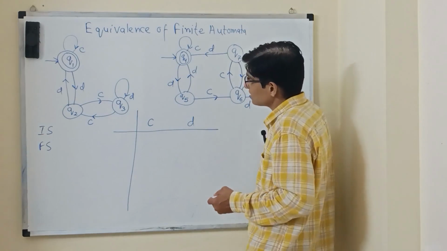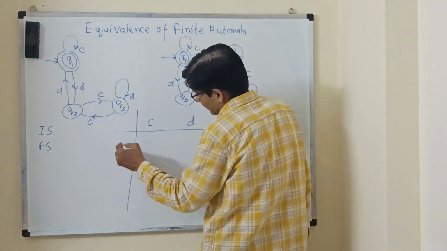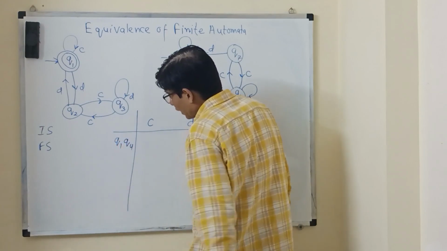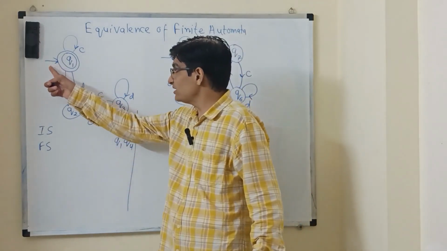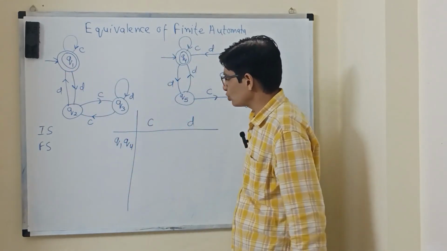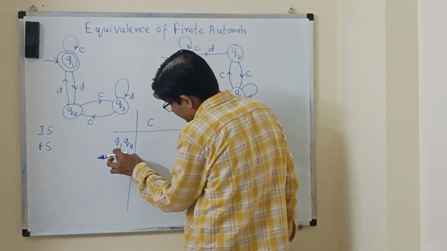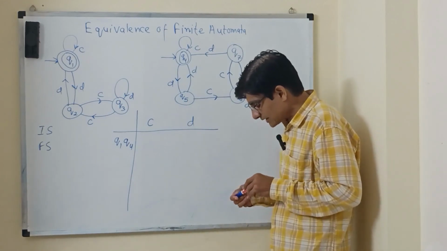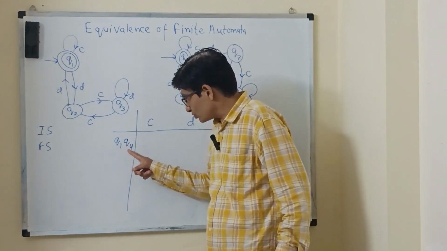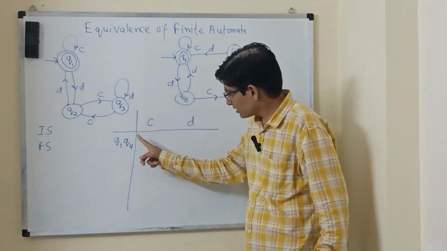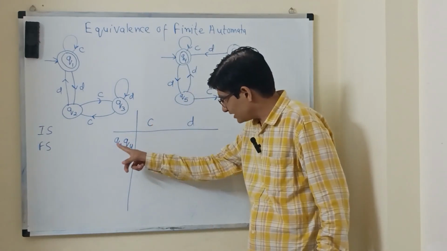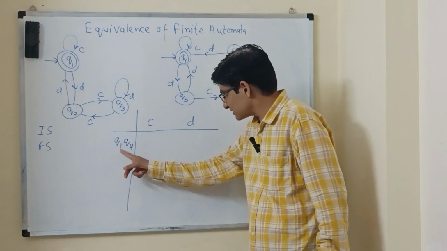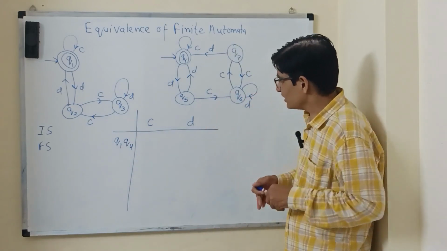Now take the initial states of both the finite automata and combine them. So you will get one state here, Q1, Q4. How have we got this? These are the initial states of both the finite automata, and we have combined these two states to get Q1, Q4. Now we need to check this particular state: when we apply input C on this state, where will we move, and if we apply D on this state, where will we move? That we need to check.